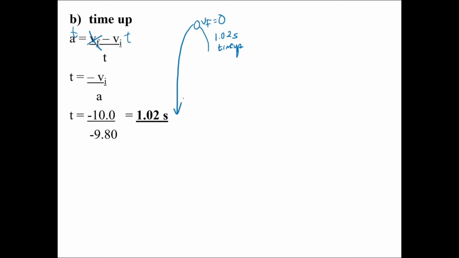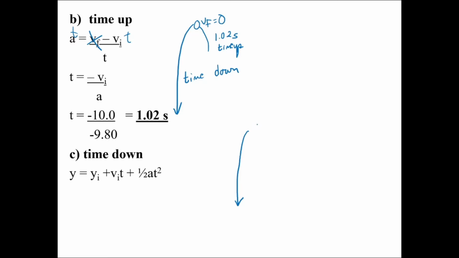However, remember, on the way back down, it has to fall 20.1 meters. It has to fall much farther. So the time down is going to be a different number. And our best bet is the position equation. I know sometimes students don't like the position equation, but it's going to help us. But we have to be careful where we set things, where we set our y's.